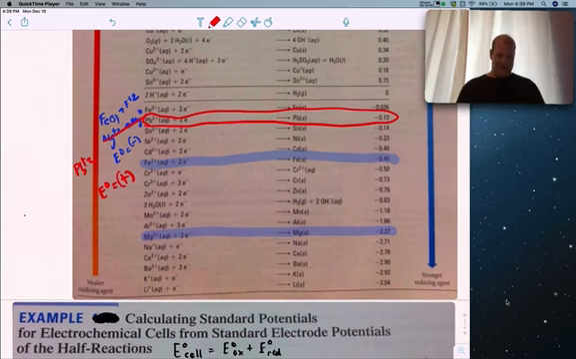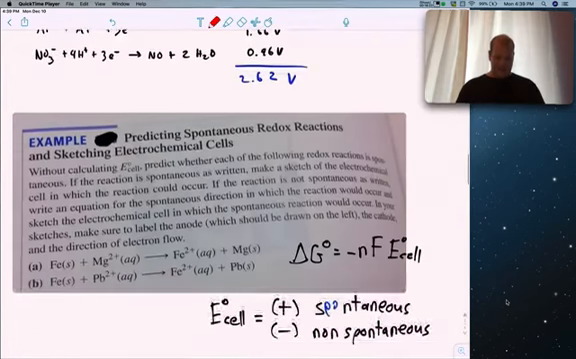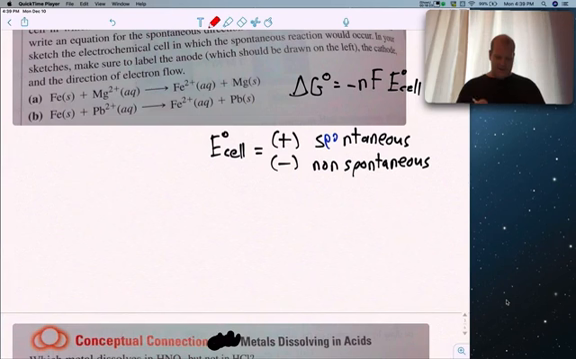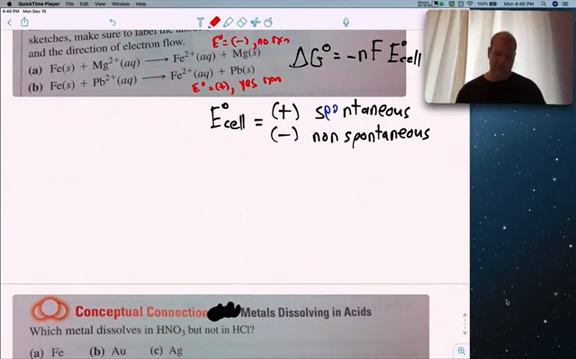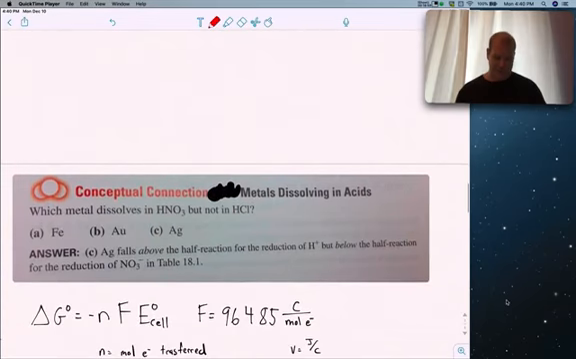Therefore, it's spontaneous. So this one is negative. So E0 is negative, no reaction. This one here, E0 is positive. You're like, yes to the reaction. So lead plus 2 will, in fact, corrode iron. So if you throw iron and magnesium ion, absolutely nothing will happen. If you throw iron and lead plus 2 ion, the iron will corrode, and the lead will be reduced.